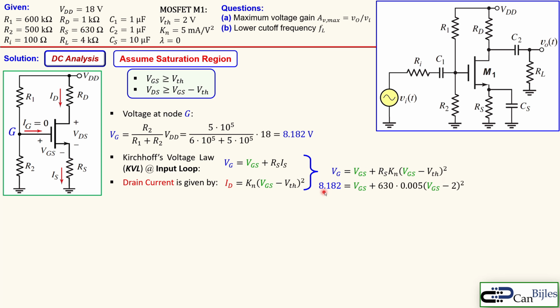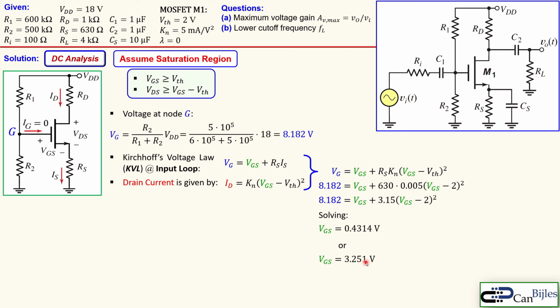So the left side is 8.182 volts, and we also have the 630 ohms, and the process parameter Kn, and the threshold. We can just solve this, and you can do it by calculator or by hand, it doesn't matter. Then you get two solutions. One of them is 0.4314 and the other one is 3.251.